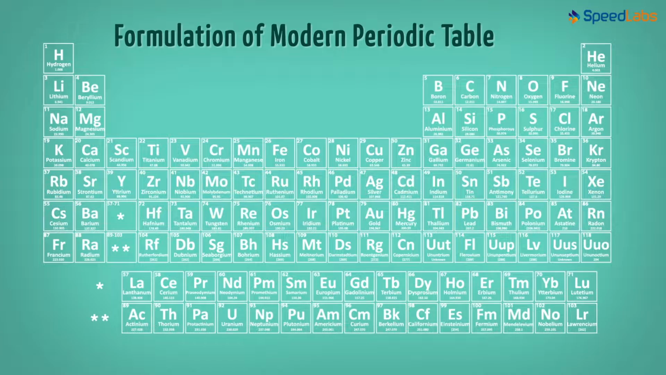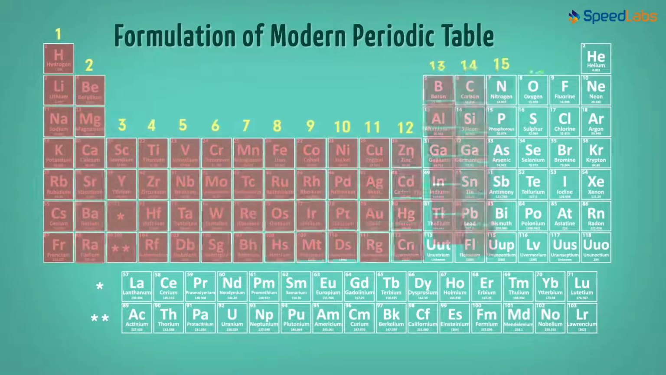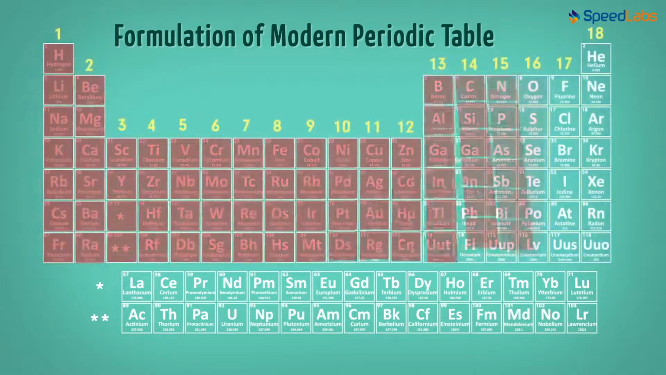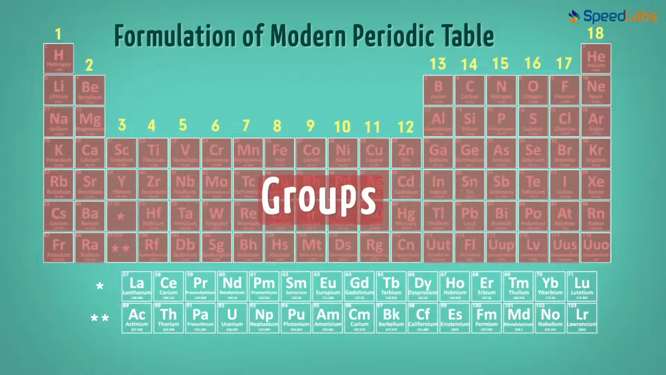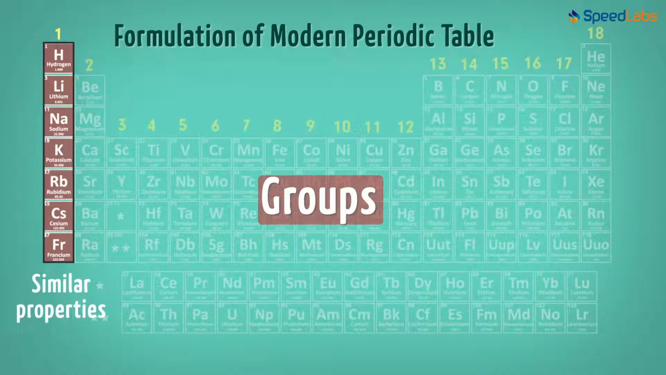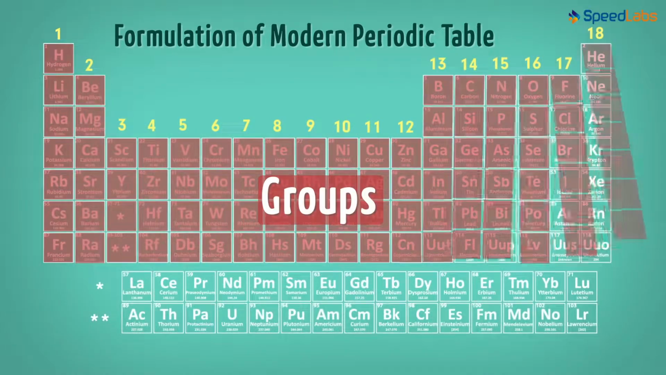If we take a look at the table, we find that the elements are arranged in around 18 columns, whereas the number of rows is 7. The 18 vertical columns are referred to as the groups. Each group is a family of elements with similar properties. So let's talk about these groups first.